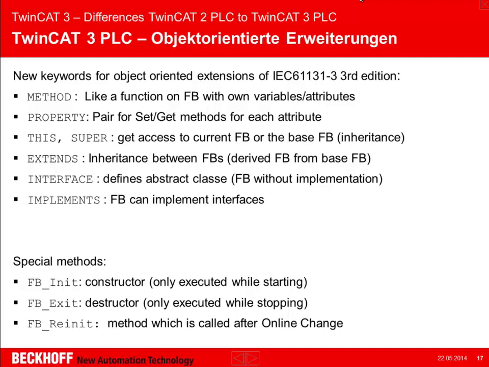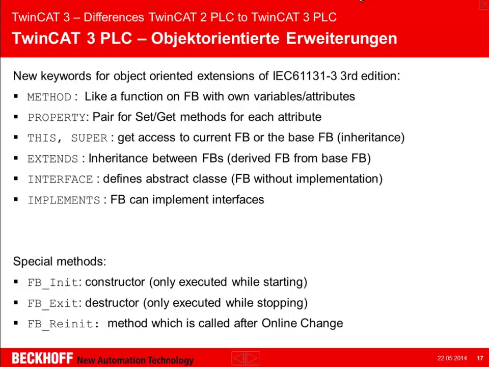So this is, first of all, the definition of an abstract class, so the interface definition. This is comparable to a function block without implementation. So you define the members of the function block, you define the methods in the function block, you define the properties, but you do not really code the methods and the rest of the function block. You do this while you implement the interface into a function block, and in this function block, then you really have to code this.